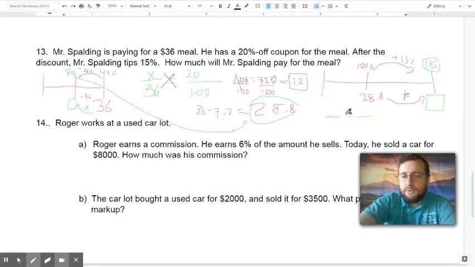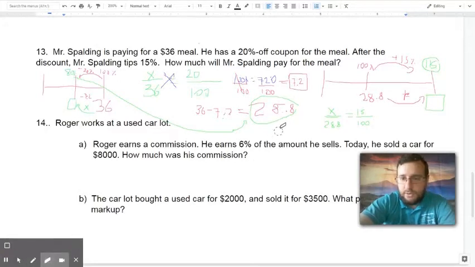There are different ways to do it. You can choose whatever way you want to do it. So I'm going to use the 15%. So I put 15% where the percent goes. And then the whole goes in the bottom, so I'm going to put 28.8. And then at the top, I will put the part that I am trying to find out, which is the T. I should actually use the T for the tip.